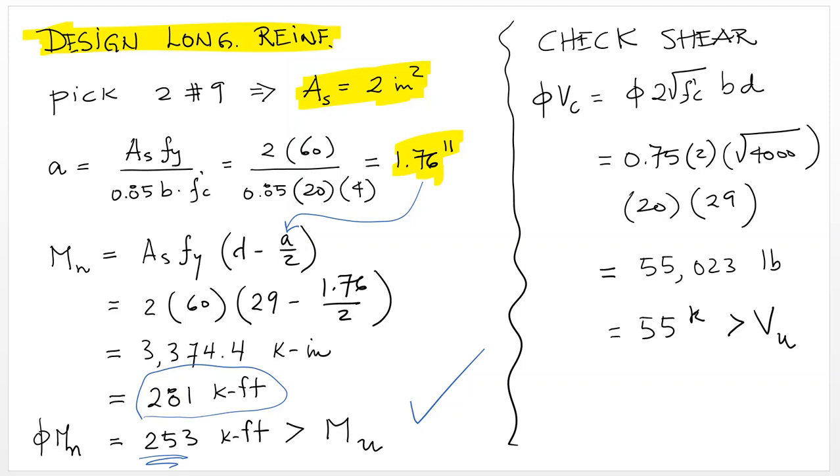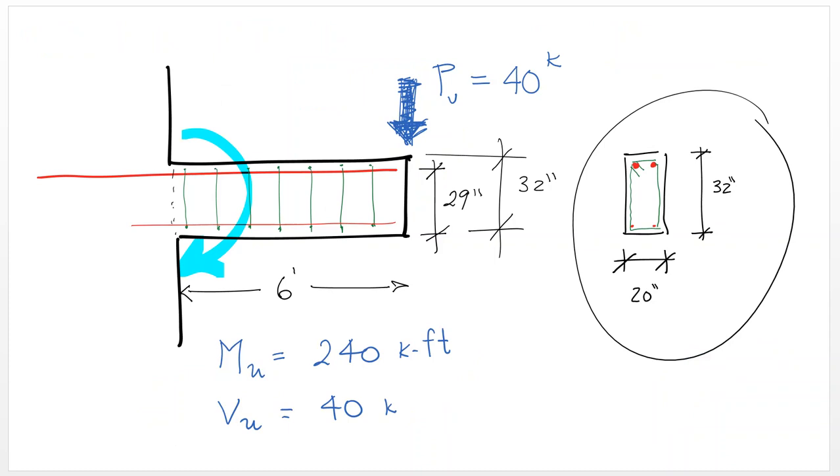Then we can proceed to check shear capacity. We'll use the simplified expression 2 square root f'c b d multiplied by phi. And if you run through those numbers, you get that the shear capacity is approximately 55 kips, which is larger than the ultimate design shear of 40 kips, which means that our design is satisfactory for shear.